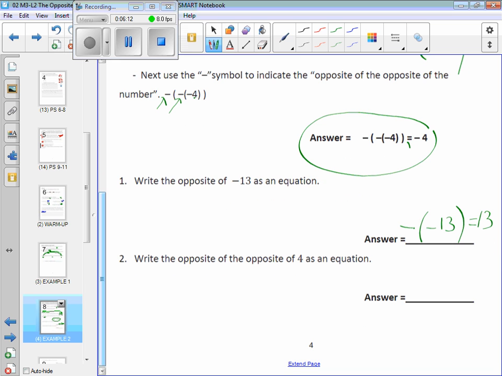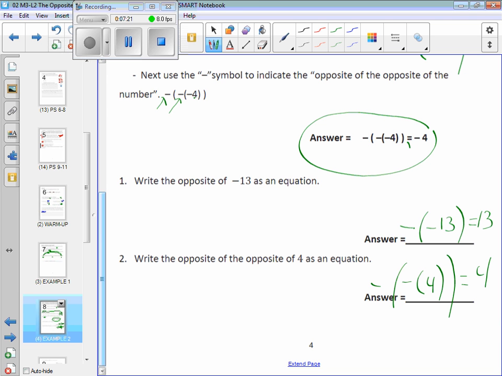Okay, let's do the opposite of the opposite of 4. What's the integer? What's my actual integer? Negative 4? No, look at it. The integer itself is 4. Put that in parentheses. Now what? Put a negative outside the 4. And right now, that's the opposite of 4. They don't want that. They want the opposite of the opposite, don't they? Yeah. What do I have to do now? Put another negative. Equals, and then what's my answer, Andrew? 4. Correct. Even number of negative symbols, then your answer is always positive.